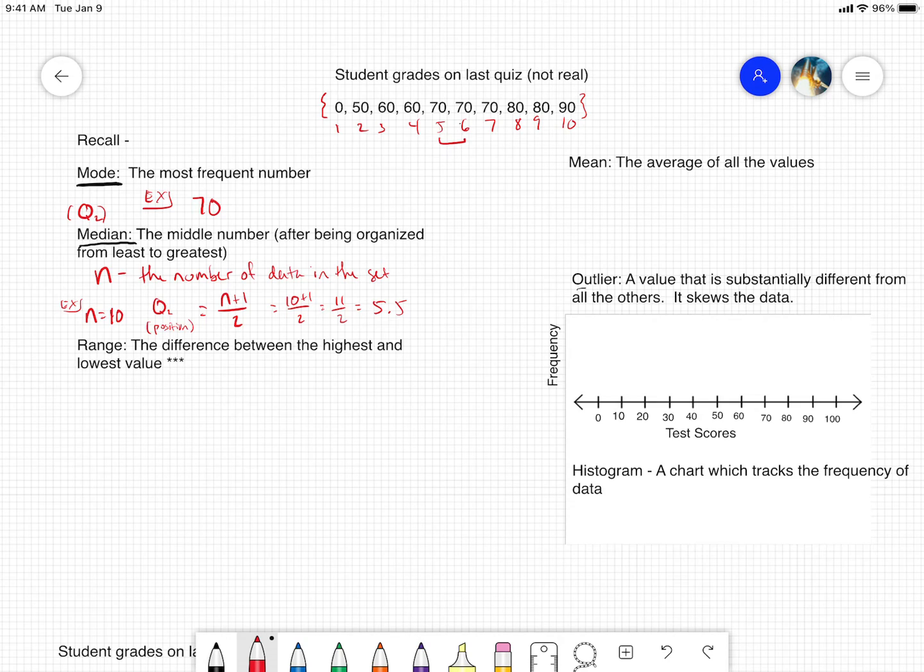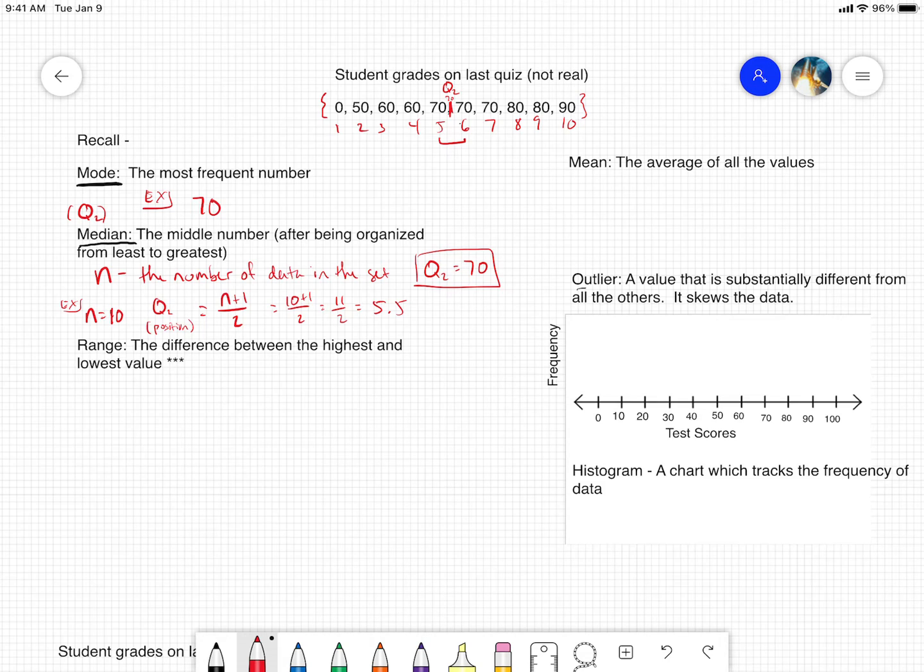When n is even, as it is in this case, I actually have to find what 5.5 is, and it's not part of my data set. So what I have to do is find the average of the 5th and 6th terms. Since they're both 70, my Q2 is 70, because 70 plus 70 divided by 2 is still 70. So in this case, Q2 is equal to 70.